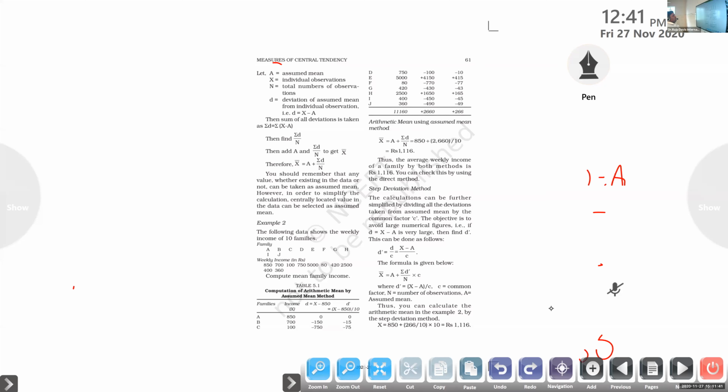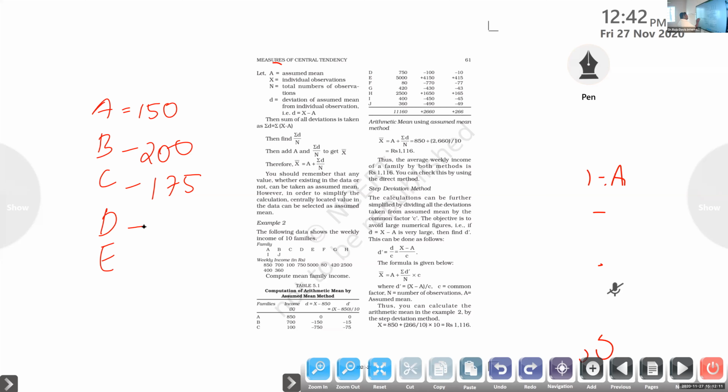Now there's a simple calculation for you. Just with 5 families I will give now. I write down families A, B, C, D, E. 5 families are here, and their incomes are 150, 200, 175, 100, and 500. So this is homework for you. Homework number 1, write down. Find out the arithmetic mean by using the assumed mean method. First question.